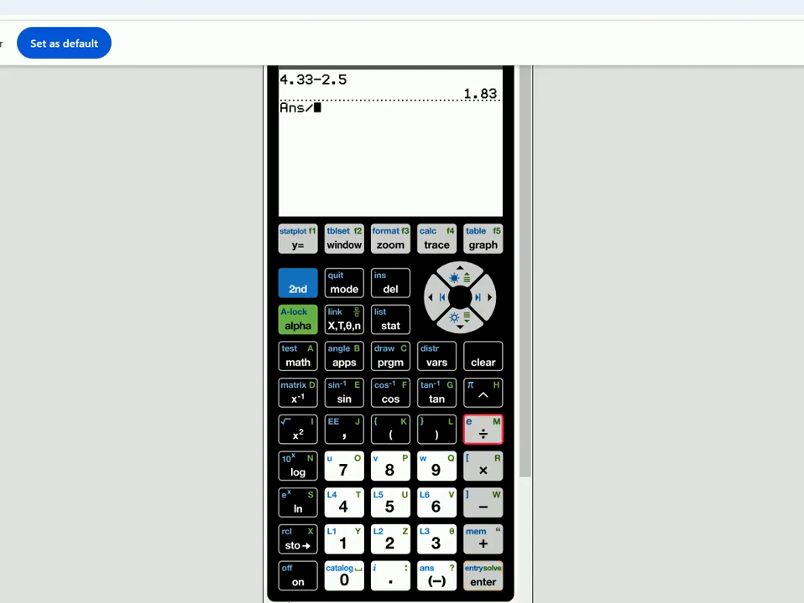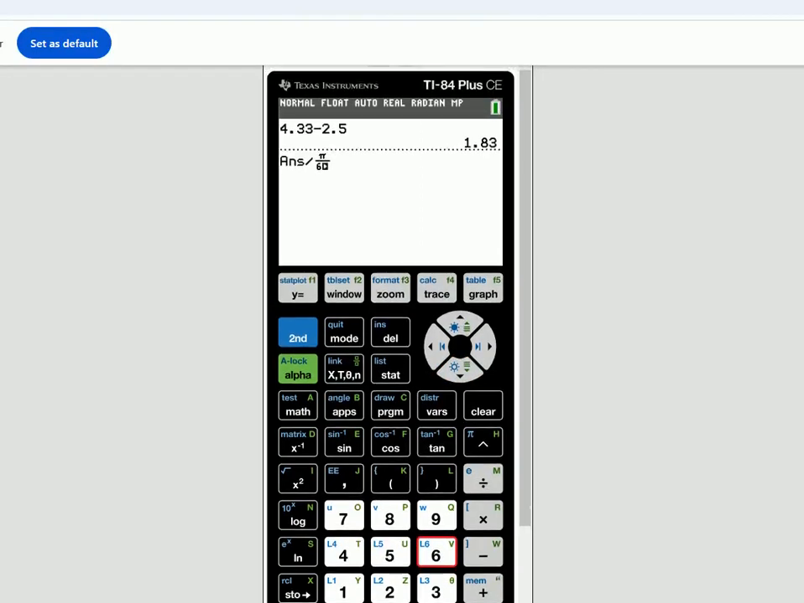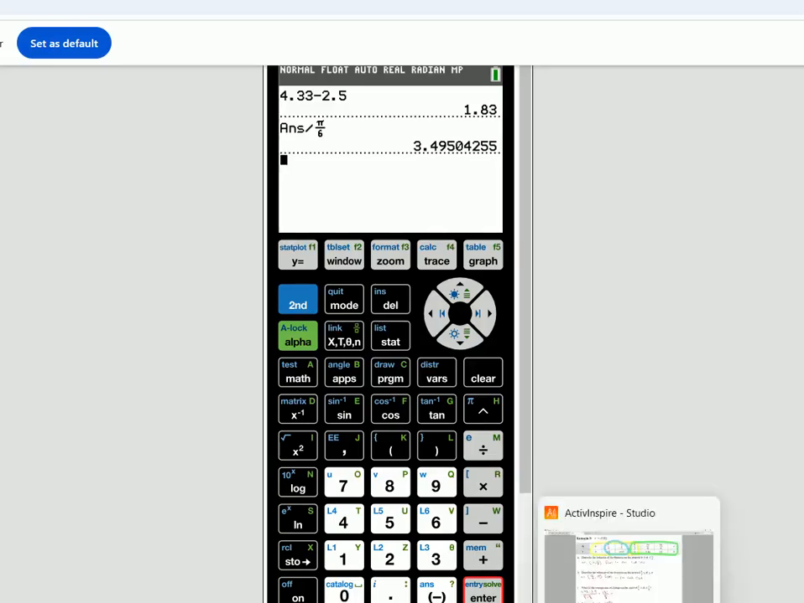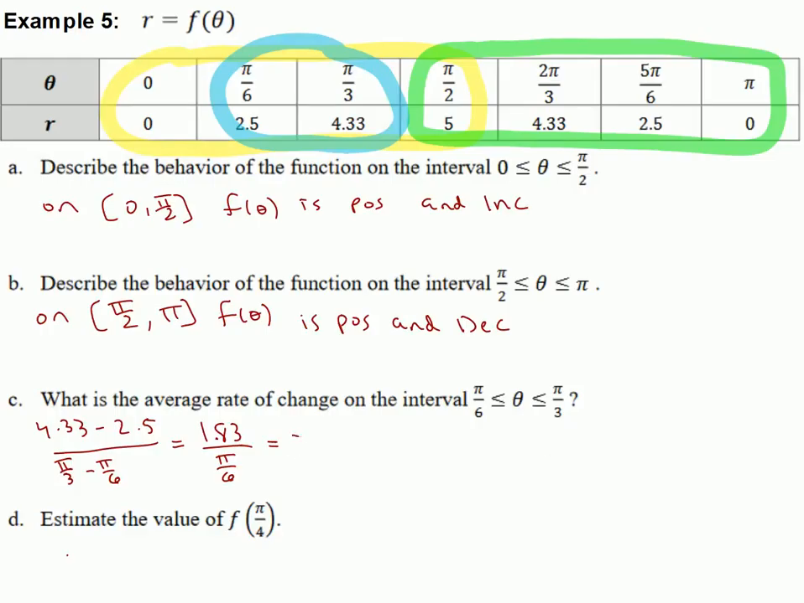And let's figure that out, right? So let's divide here. Let's put a fraction in place here. And, oops, not x, pi over 6. So pi divided by 6. Alrighty, awesome. Make sure I'm in radians. And when I hit enter, I get 3.495. Let's write that out. There we go. Okay, so that is the average rate of change on the interval.